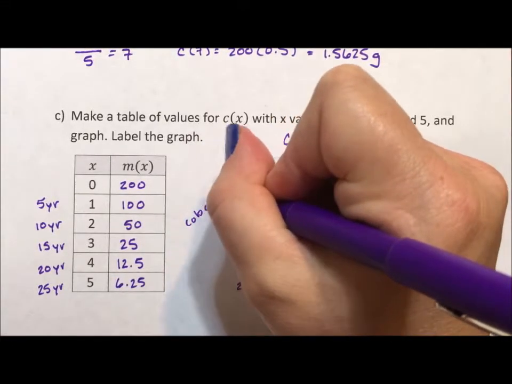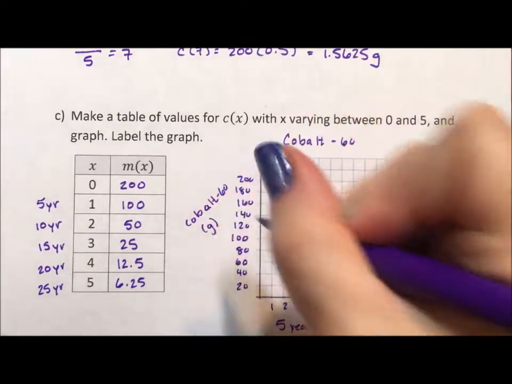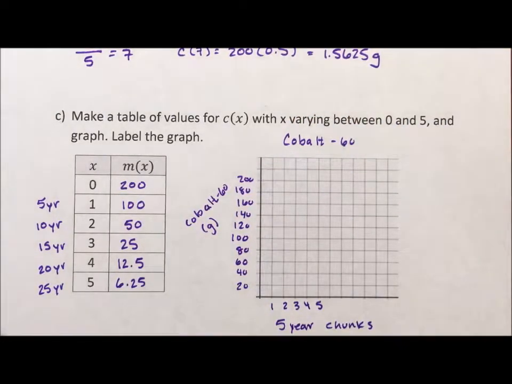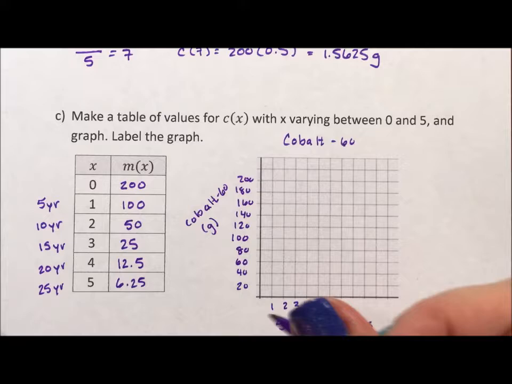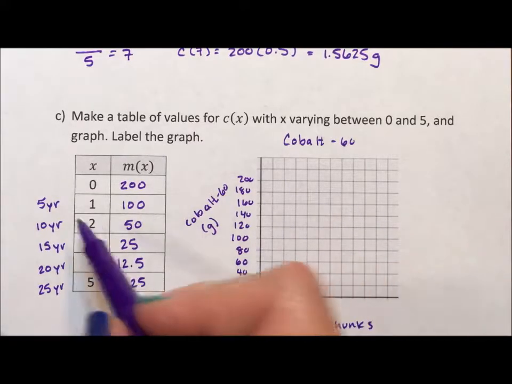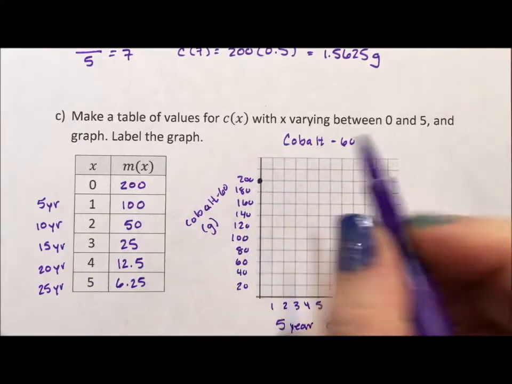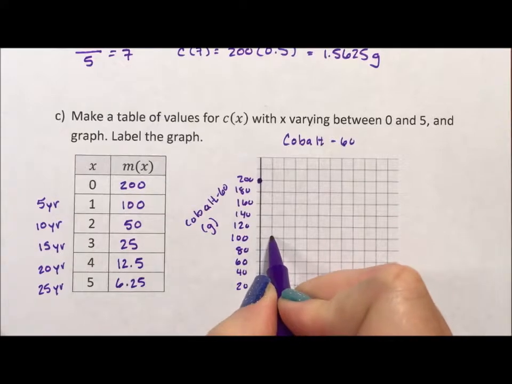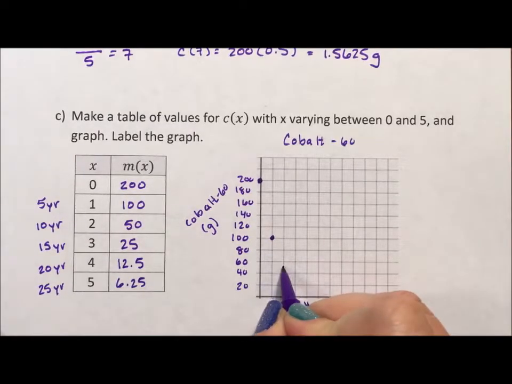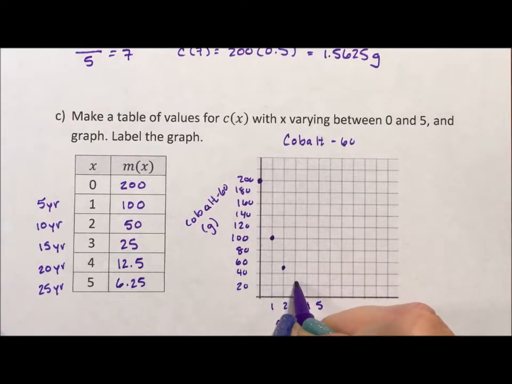cobalt 60, and we'll put G in parentheses so we know that the label is grams, and we have all of our information on our graph. So we start with 200. After a year, we're down to 100. Then we're down to 50, then we're down to 25, and then we're down to 12.5, and then 6.25.